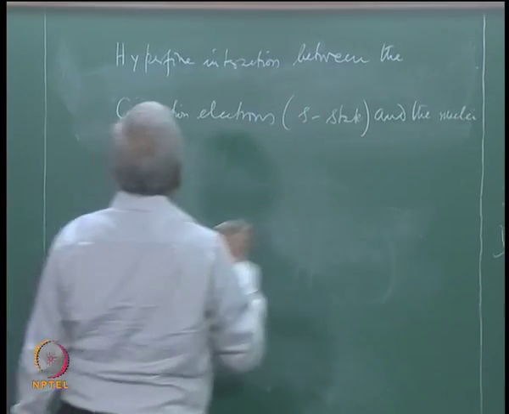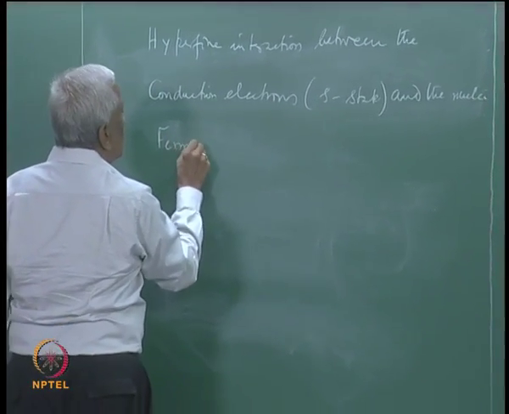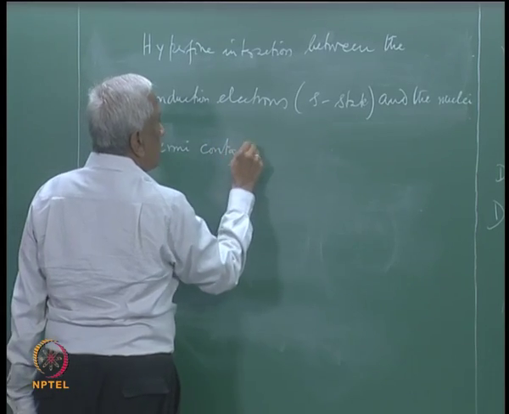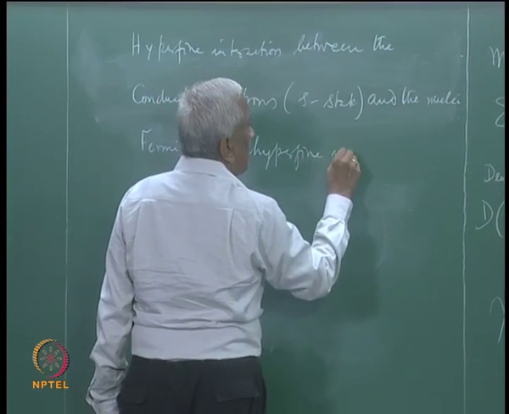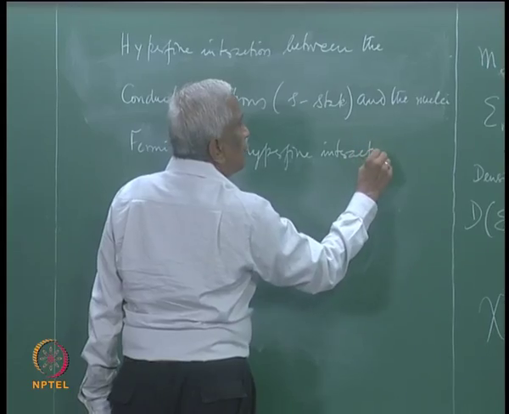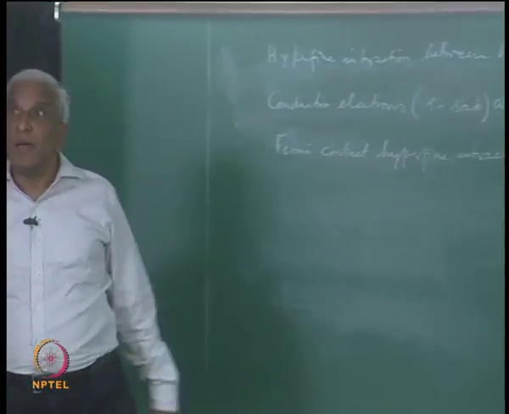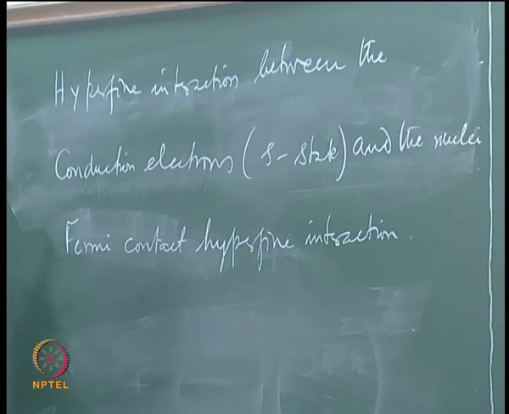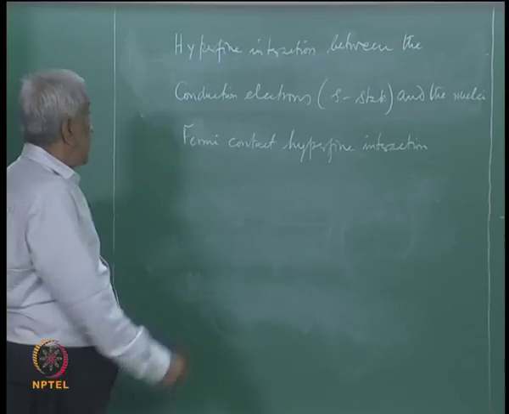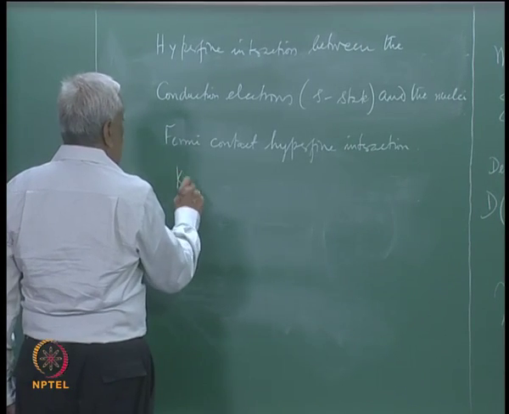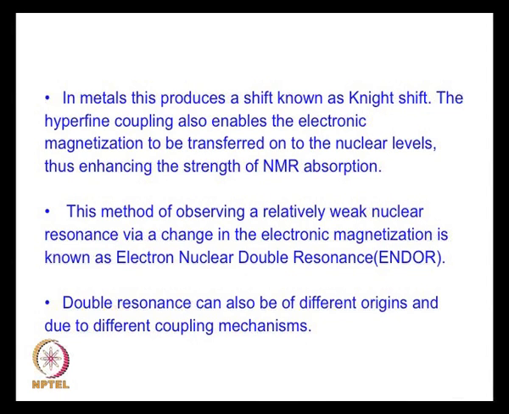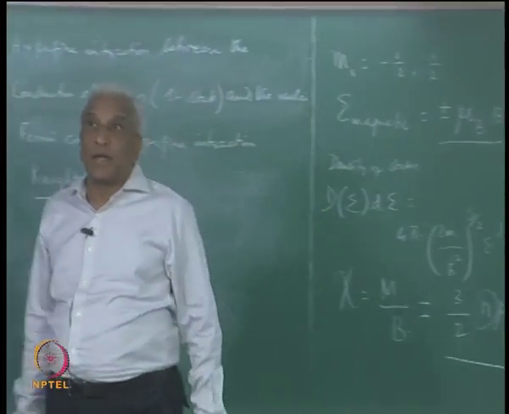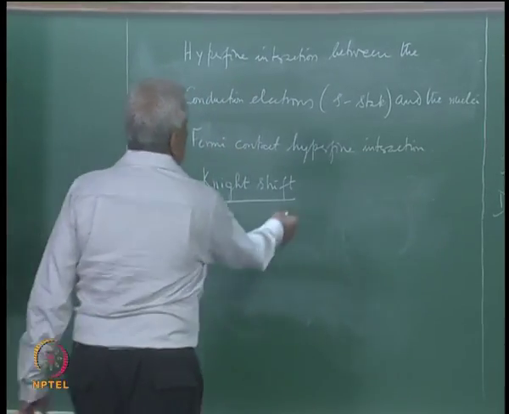So, this provides the so called Fermi contact hyperfine interaction, which leads to the establishment of a local magnetic field which adds to the field applied in causing the resonance, and therefore, there is a shift which is known as the Knight shift. We discussed this in the lecture on magnetic resonance. Now, this Knight shift is also related to this Pauli paramagnetic susceptibility, and so both these effects are related.